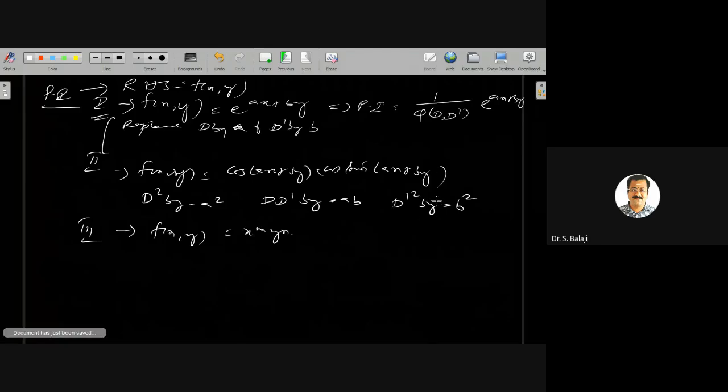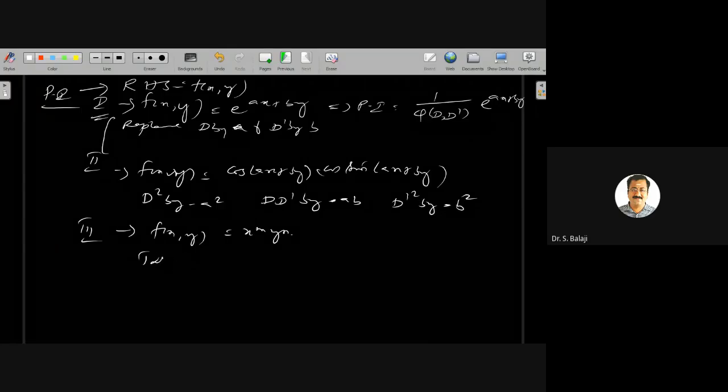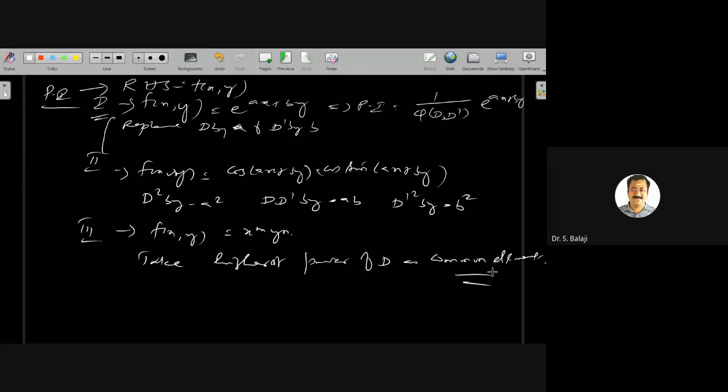Suppose the denominator gets AD plus B, LD plus MD form, you have to multiply by the conjugate. Take the highest power of D as a common element. This will be the idea you have to follow. So in that manner, you can proceed. These are the basic 3 types here.